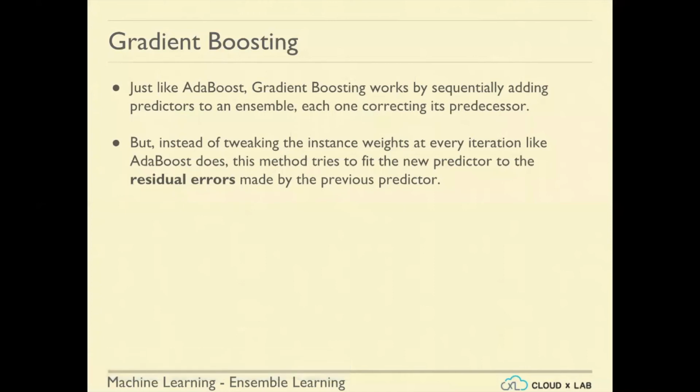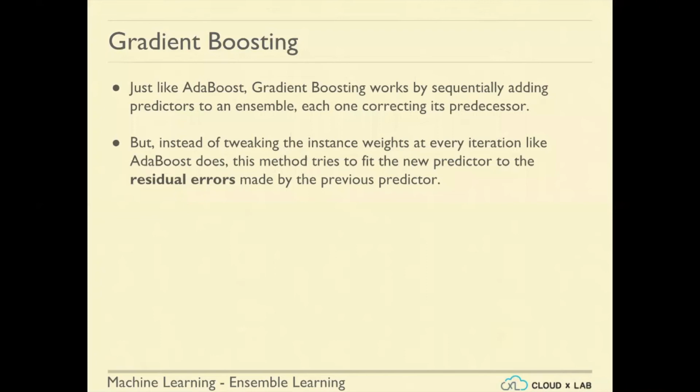Now, the next important concept is gradient boosting. Just like AdaBoost, gradient boosting works by sequentially adding predictors to an ensemble, each one correcting its predecessor. But instead of tweaking the instance weights at every step like AdaBoost does, this method tries to fit the new predictor to the residual error. In AdaBoost, we kept on tweaking the instance weights and feeding them to the algorithm, right?